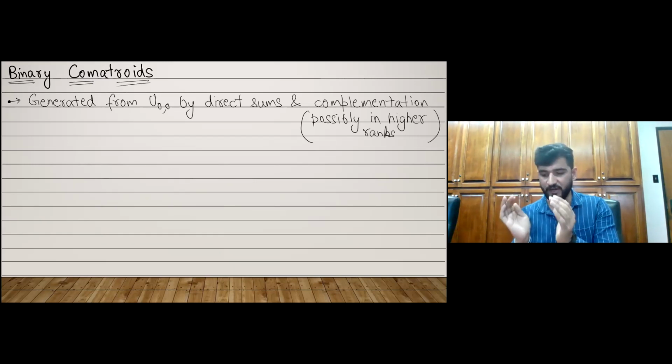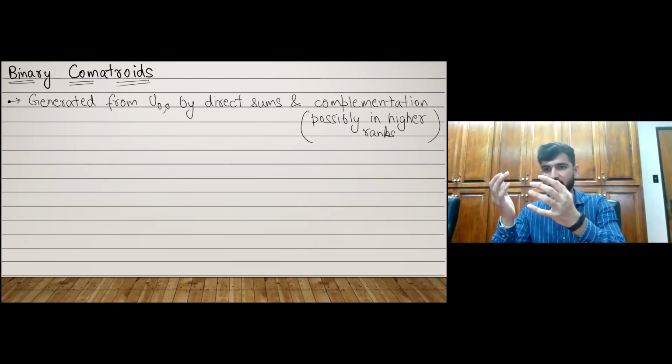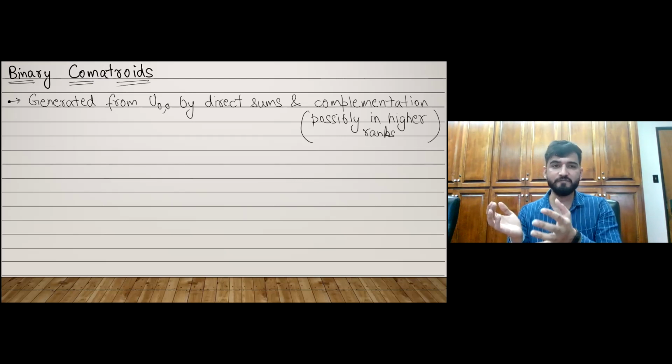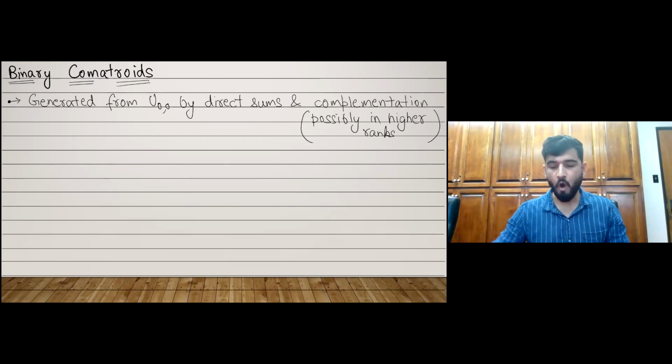When I'm saying complementation, I mean you can embed the matroid in a higher rank projective geometry and then take its complement. The projective geometry need not have the same rank as the underlying matroid. So we define this class of binary matroids, and we call that class comatroids.